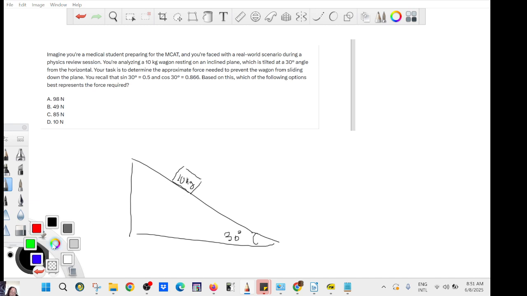So anything on the inclined plane, whether you have friction or no friction, applied force or no applied force, you always take the x-axis along the inclined plane. Doesn't matter which way is positive or negative, but you always have the component of the weight trying to bring it down the slope, and that component is always mg sine 30. That's what you need to memorize. So you always have that mg sine 30.